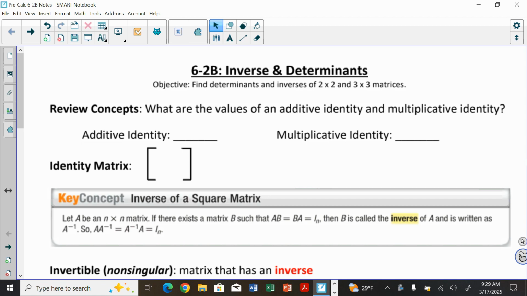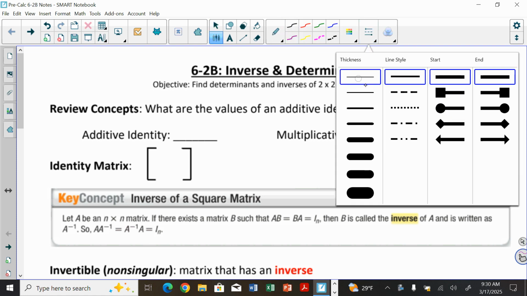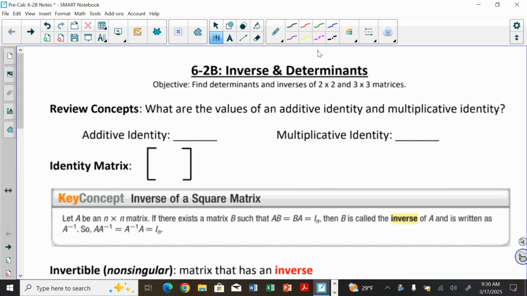When we think about the values of an additive identity and a multiplicative identity, basically what numbers do we add that make it stay the same? So the additive identity is 0 because anything added to 0 stays the same. The multiplicative identity is 1 because anything times 1 is itself, right? X times 1 is X. So those are your identities, and that's how we come up with the identity matrix, which is comprised of zeros and ones. So the identity matrix looks like this: 1, 0, 0, 1. That's your identity matrix.